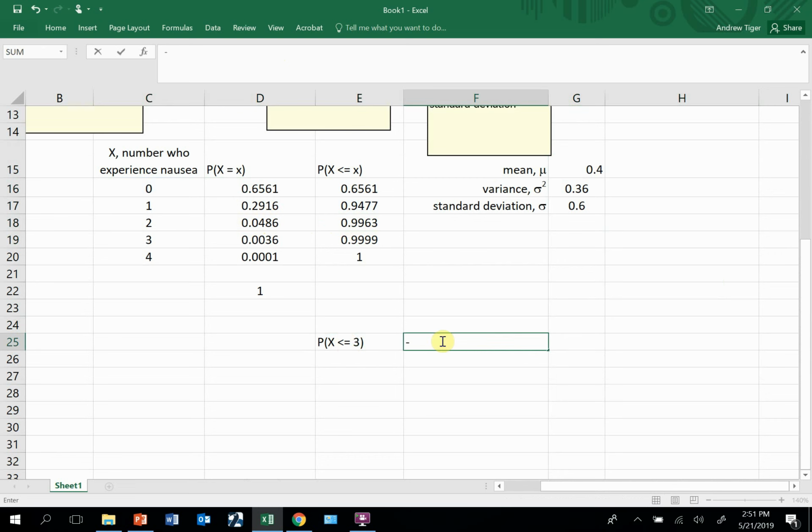I could use the BINOM.DIST, put in the number of successes 3, the number of trials 4, probability of getting sick for one person is 0.1, and then the last argument, put in 1. If I do that, that will give me that number. There you go. That's the same as this. So you could get to this cumulative probability two different ways. Okay, that should get you started on Chapter 5, Binomial and Discrete Probability Distributions.